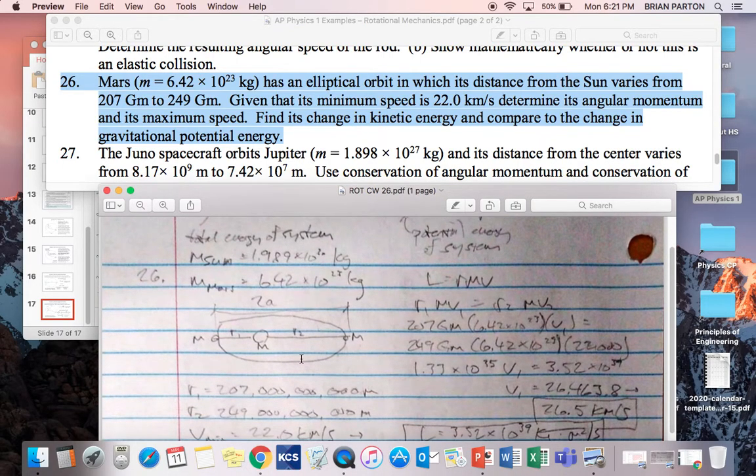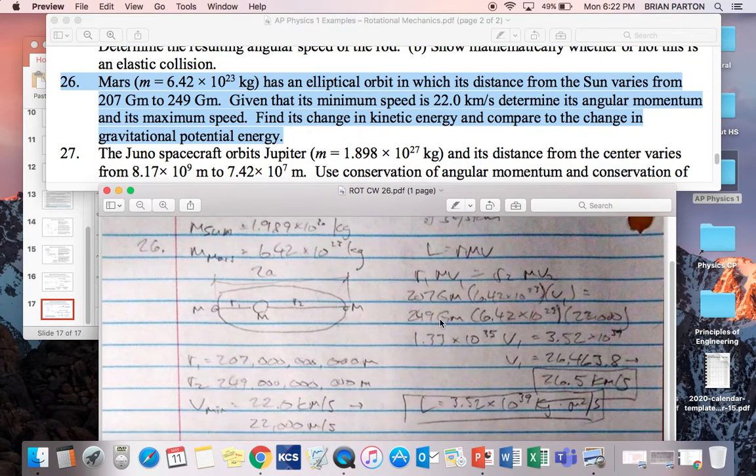And I did a little diagram here, very similar to what was shown in the slides, where this is R1, this is R2, and this is Mars going around the sun. Big M is the mass of the sun, little m is the mass of Mars here. I want to first address the right here, determine its angular momentum and its maximum speed, because actually those are one and the same. We could do both of those in the same calculations.